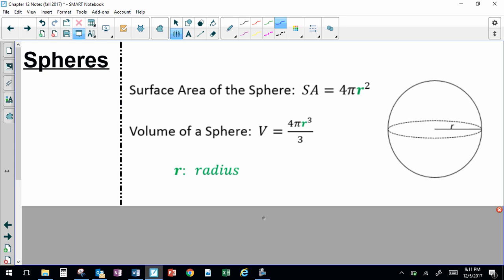And r, like I said, is our radius, which is measured at that great circle, like the equator of the Earth. So the Earth is an example of a sphere in real life. A basketball would be an example of a sphere in real life. So remember, the surface area is the amount of material it takes to make the sphere. The volume is the amount of little 1 by 1 by 1 cubes that fit inside. So basically the space inside.